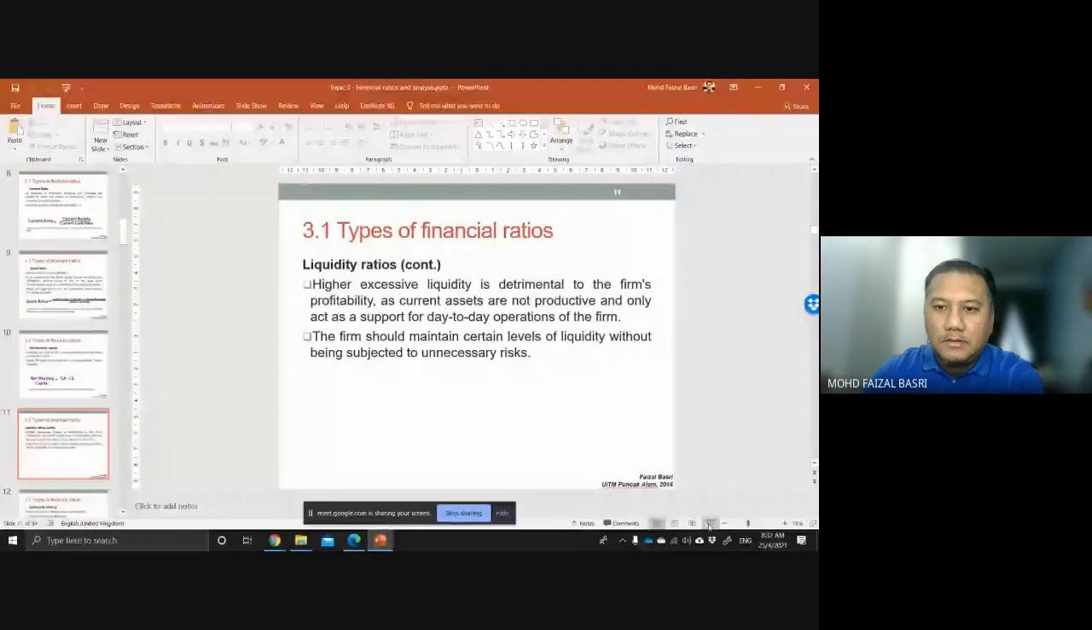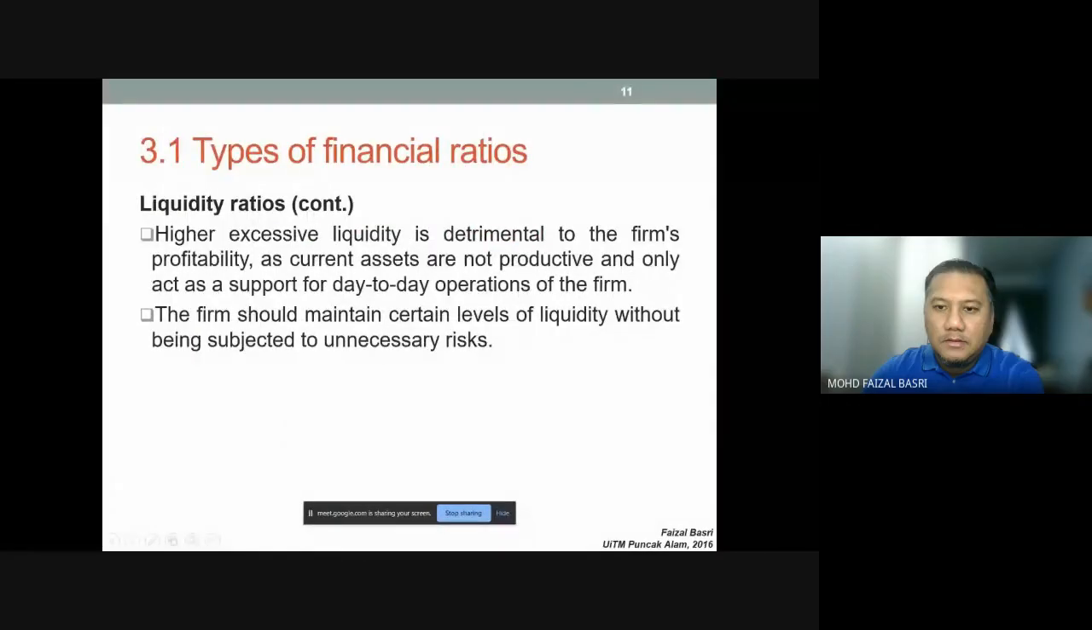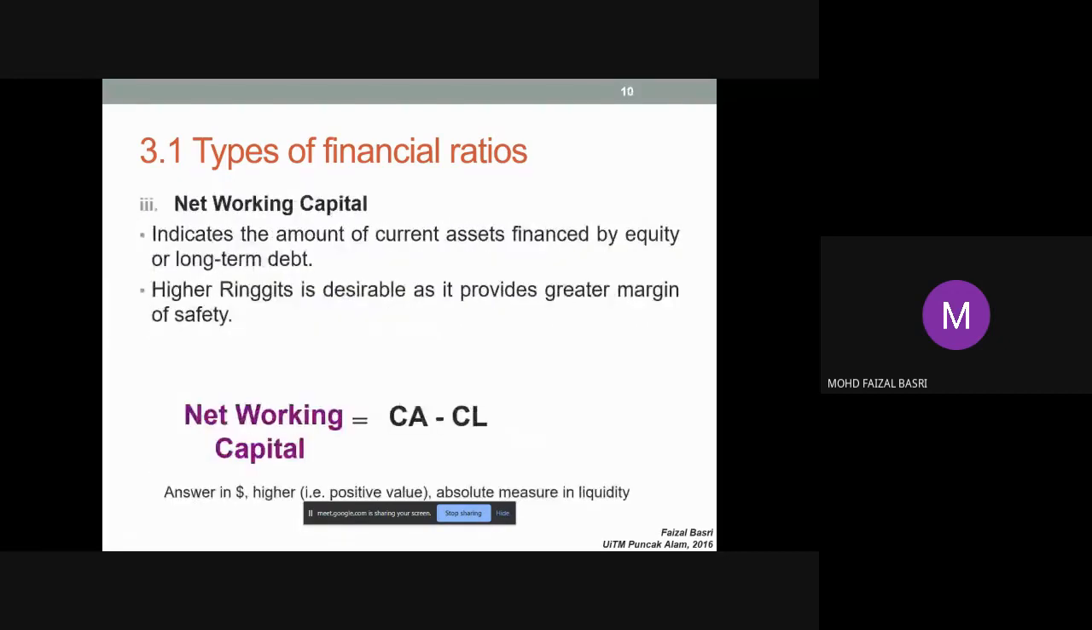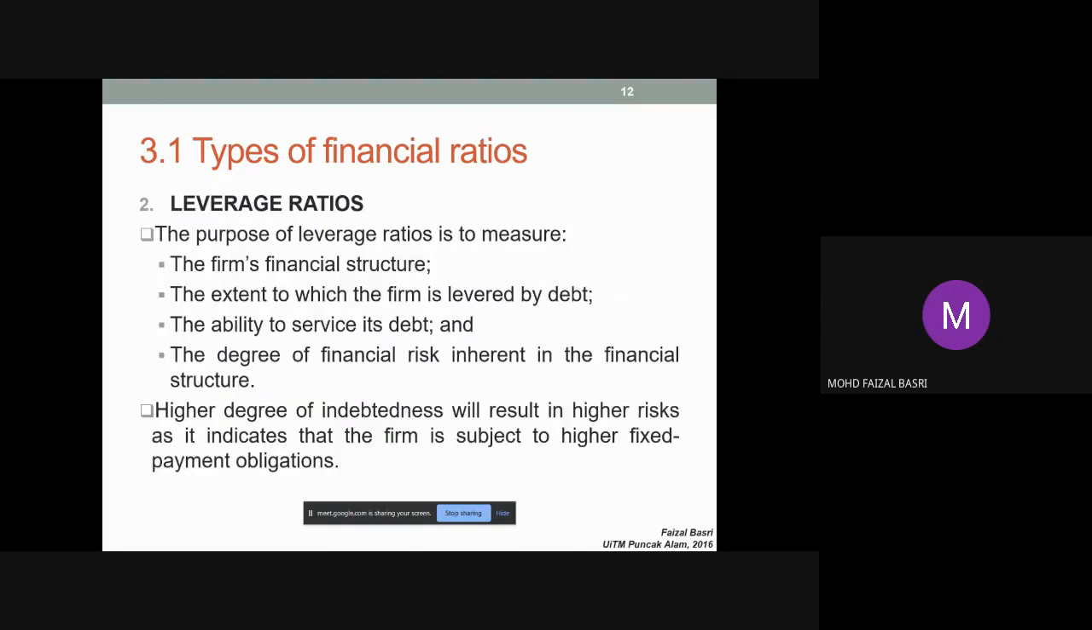So for today, we are going to start with financial ratios. We are still in the financial ratio topic. If I'm not mistaken, we stopped at the last liquidity ratio, which is net working capital. Now we're going to continue with the second type of financial ratio, which is the leverage ratios.